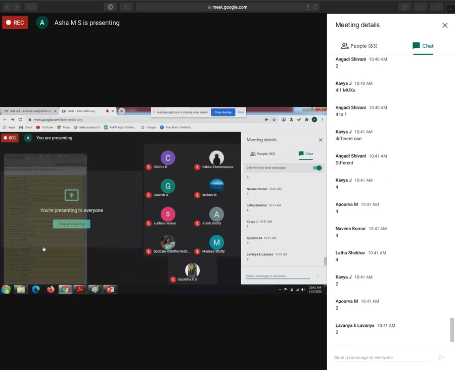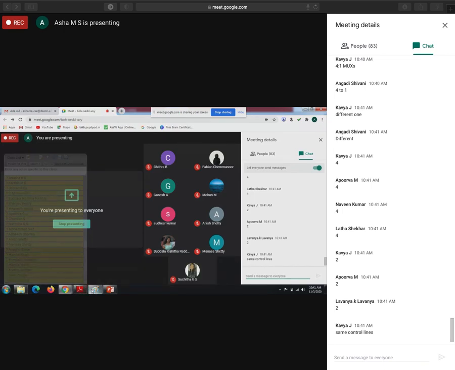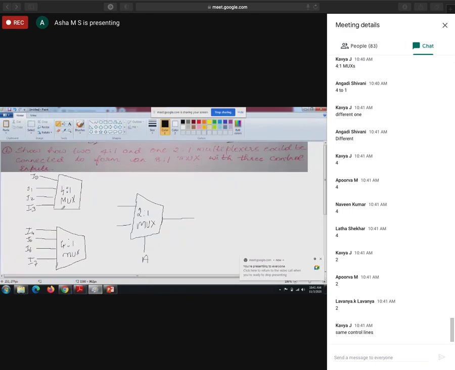So what are you going to do? We required 4, but we have only 2. What are you going to do? Same control line. So for both 4 to 1 mux, you are going to use the same control lines. B, C. So here I have one output, here I have one output. So the output of these mux should be connected to where?